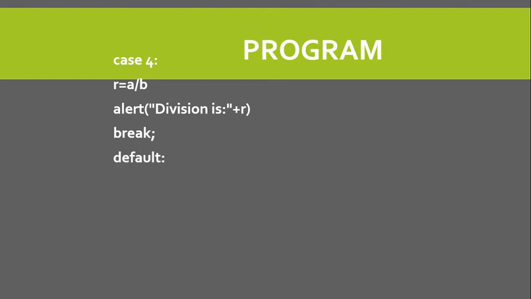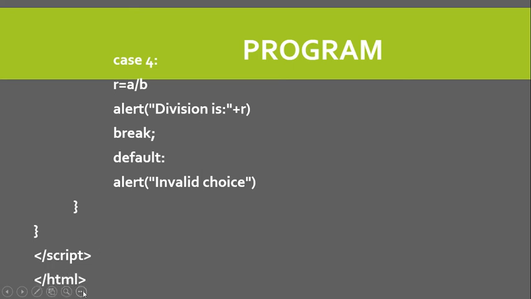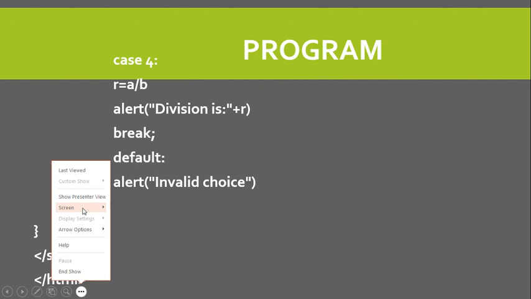Break. Then this is your last statement, that is your default statement. So alert invalid choice. If you put the value 5, it will go to the default block, so it will print invalid choice. Curly bracket complete, and this curly bracket means your function is complete, and this is your switch curly bracket complete. Then script close, HTML close. Now let's see the output.